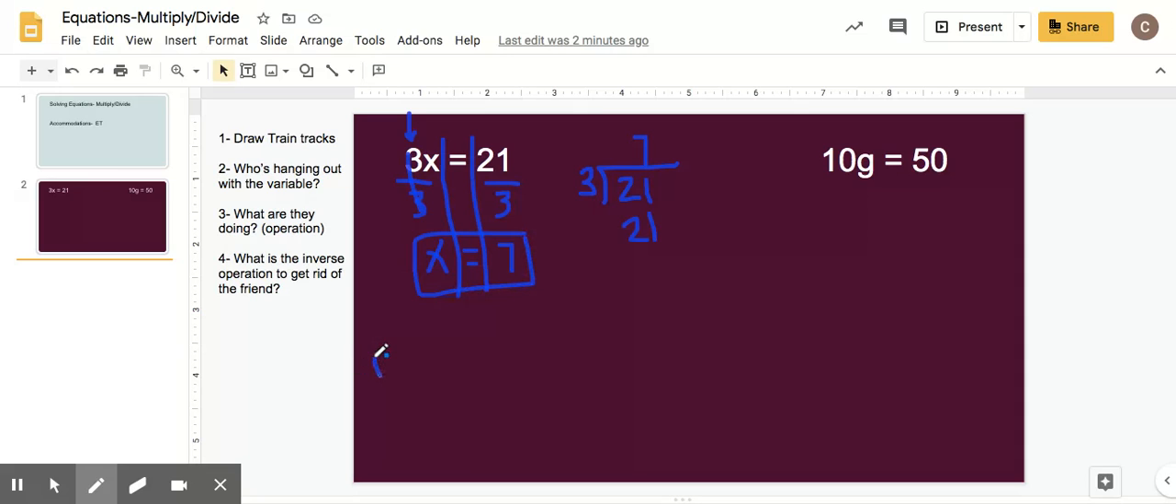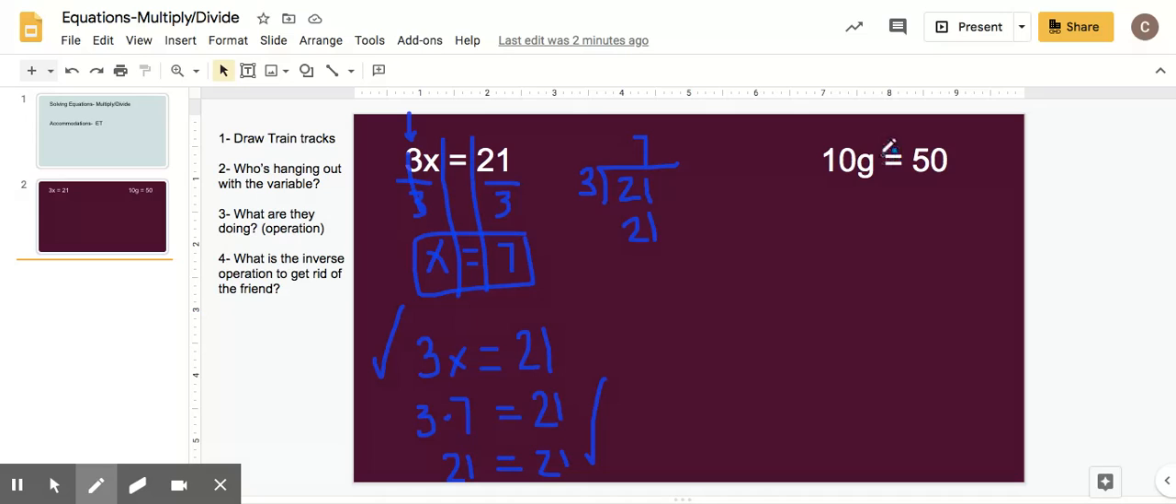So we also check our work on these as well. This time, instead of x, we're going to plug in the 7. So right now the problem is 3x equals 21. We're going to plug in our answer for x. So now it's 3. We have to draw a symbol here, otherwise it looks like 37. We don't want 37, it's 3 times 7. It should equal 21. And we do know that 3 times 7 is 21. And so our answer is correct.